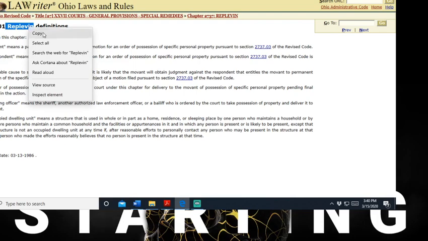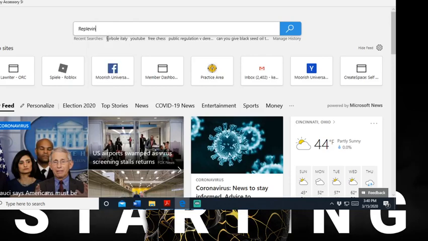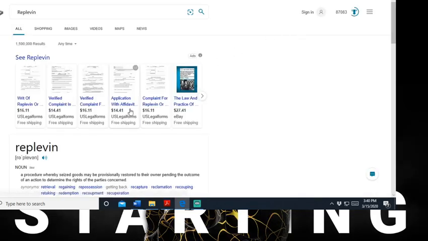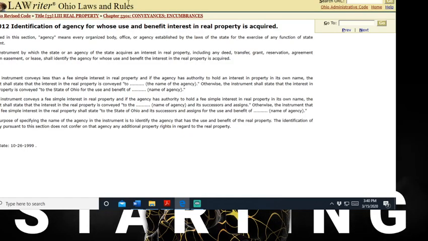This is under remedial law where you get your remedy. First, you gotta know what this word means. A procedure whereby seized goods may be promptly restored to their owner, pending the outcome of an action determining the rights of a party. So this is dealing with really repossession of property and stuff like that. I'm just trying to get y'all to understand some of this information.